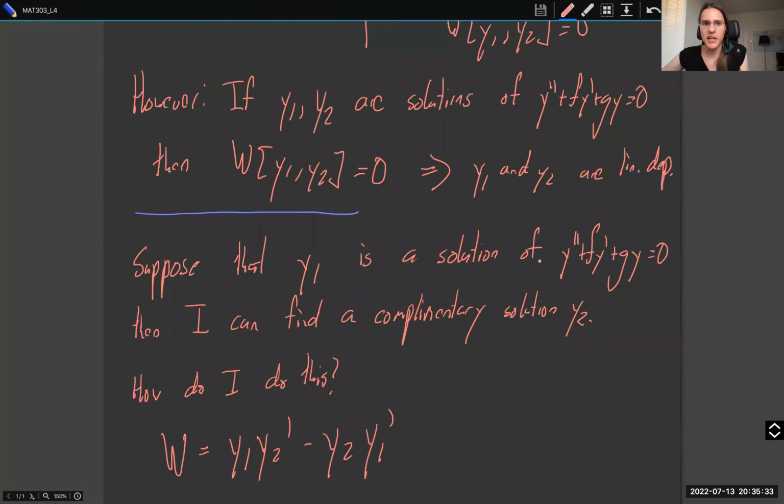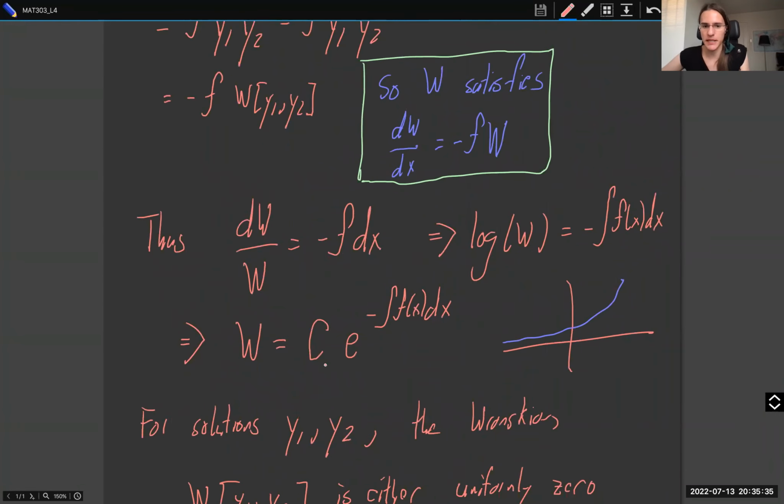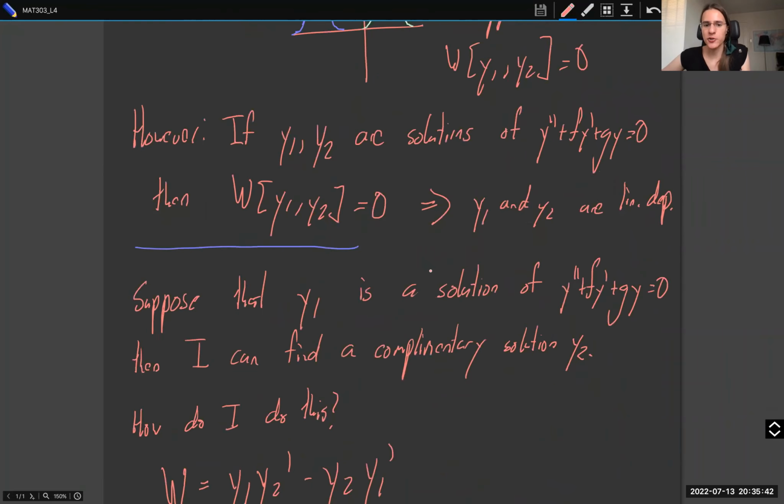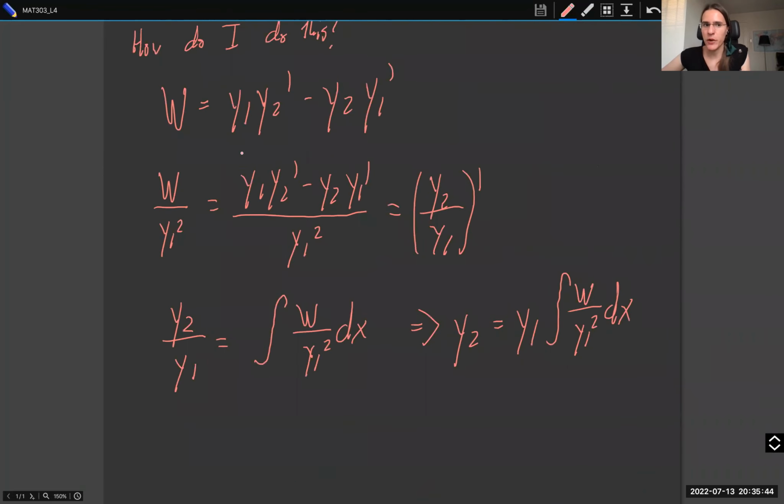Remember that the Wronskian is only defined up to a multiplicative constant, right? So for example, if I took the Wronskian to be 0, which is the case when y2 is linearly dependent with y1, then I'd be integrating 0 here and I'd essentially get 1. So then I get y2 equals y1. However, if I take any non-zero Wronskian, then I will in fact get a non-trivial function here. And so I will get a linearly independent function from y1.